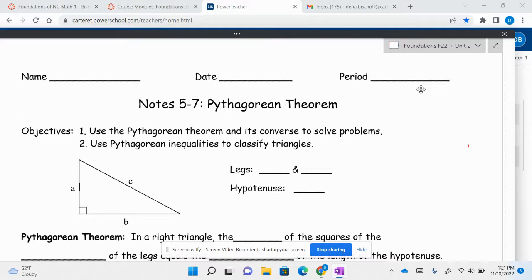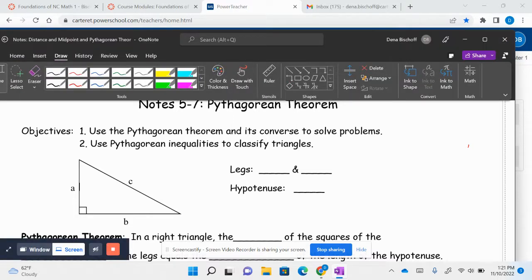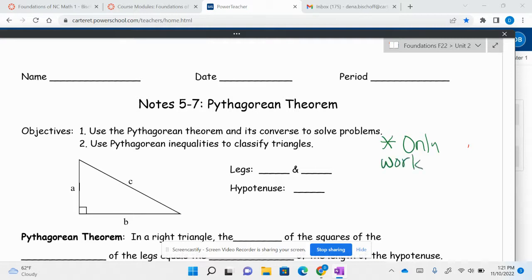Exactly. All right. So Pythagorean theorem, couple of things. Number one, you can only use the Pythagorean theorem if you have a right triangle. So that's the first thing I would say. It only works with a right triangle.